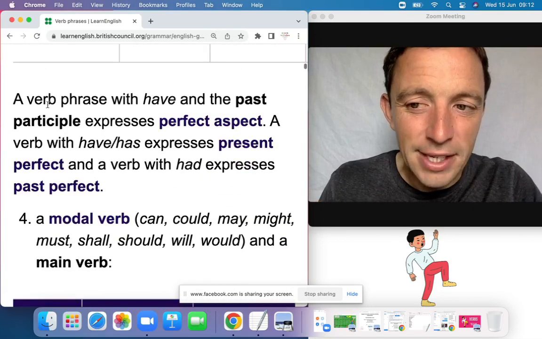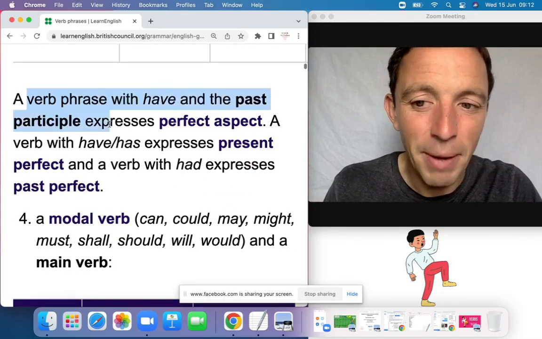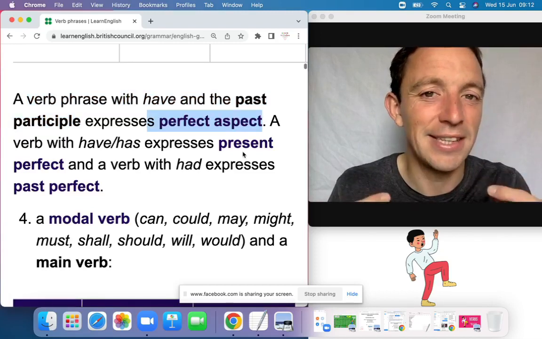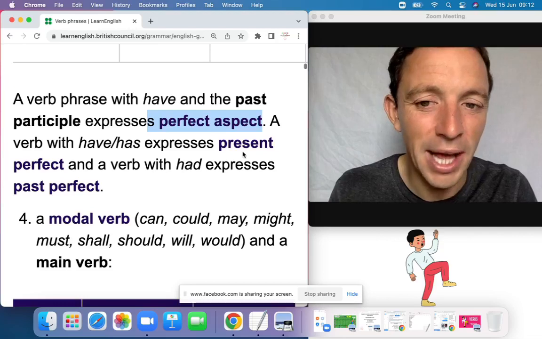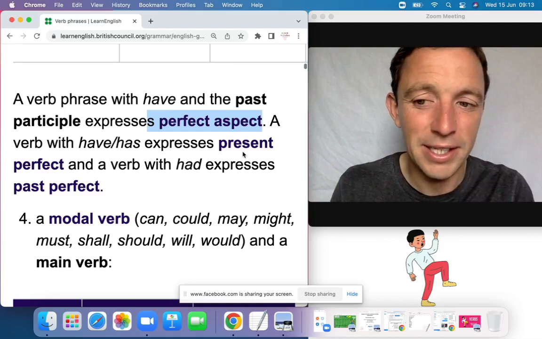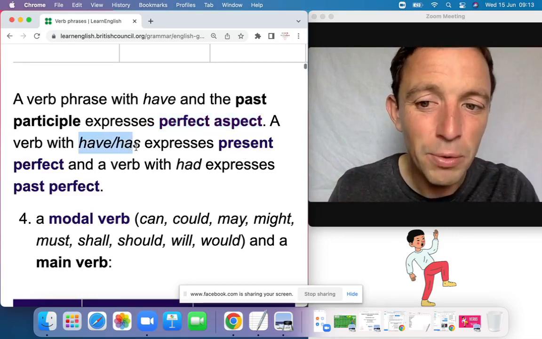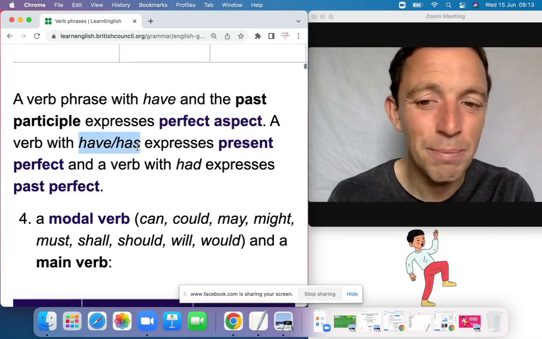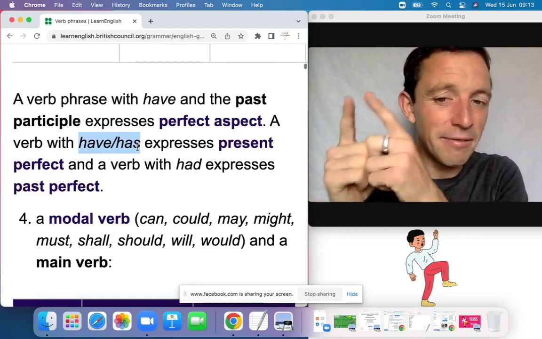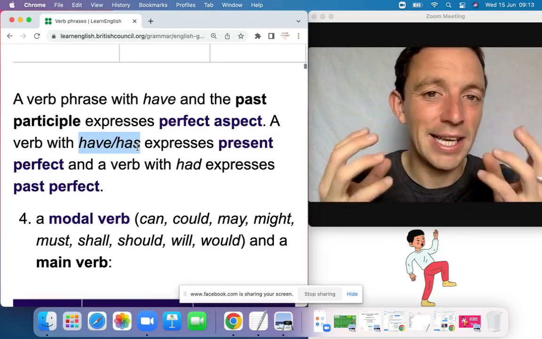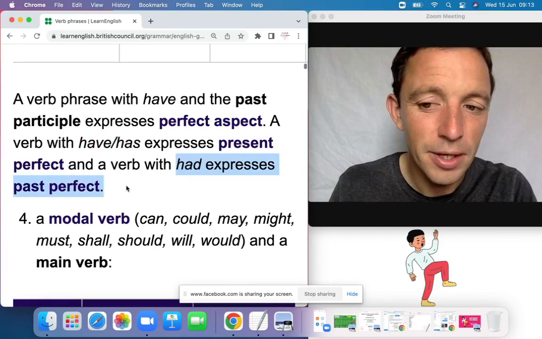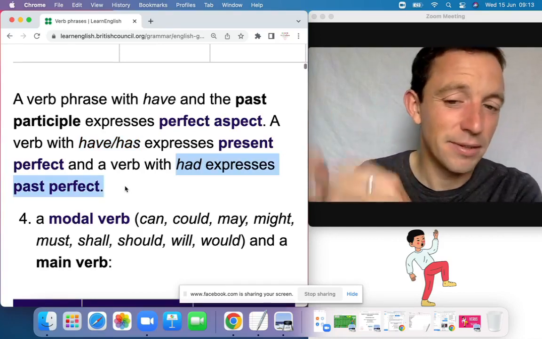A verb phrase with have and the past participle expresses the perfect aspect, the perfect tense. This is what I explained. The perfect is when we combine the auxiliary have and the participle. A verb with have and has expresses the present perfect, as I explained. In the present, auxiliary have, has, plus the participle, this is the present perfect. However, had plus the participle is the past perfect.